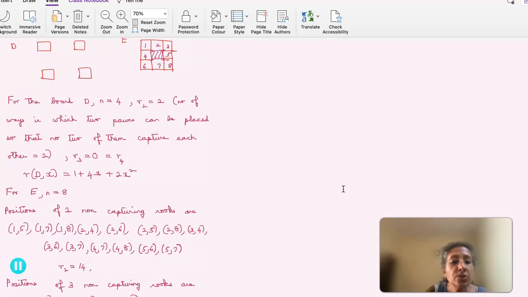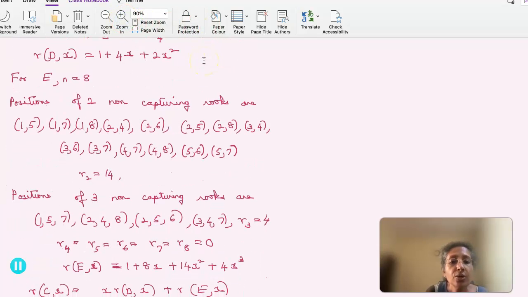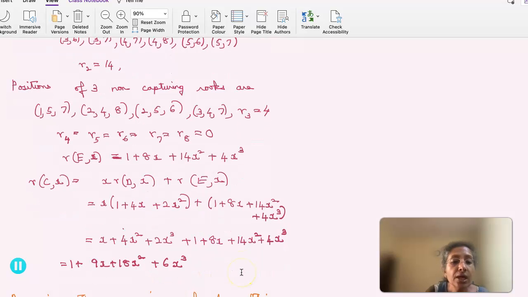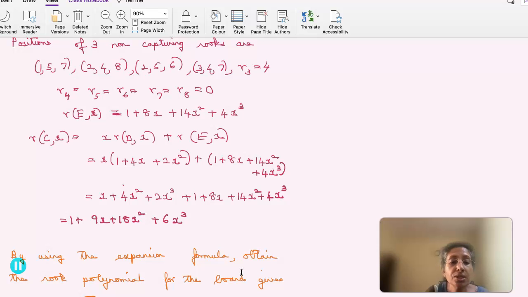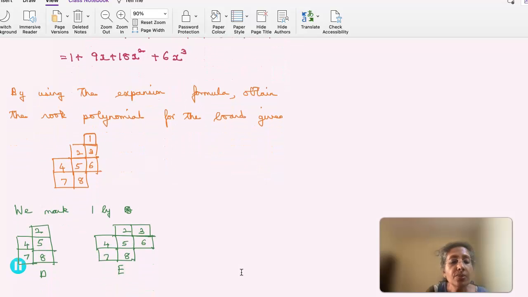And positions of 3 non-capturing rooks will be 1,5,7, 2,4,8, 2,4,6 and 3,4,7. So R3 equal to 4. And R4, R5, R6, R7, R8 are 0 because you cannot have 4 non-capturing rooks for a 3 by 3 board. So R_E(x) will be 1 plus 8x plus 14x squared plus 4x cubed. Again R_C(x) is x R_D(x) plus R_E(x). When you simplify, substituting for R_D(x) and R_E(x), you get 1 plus 9x plus 18x squared plus 6x cubed.